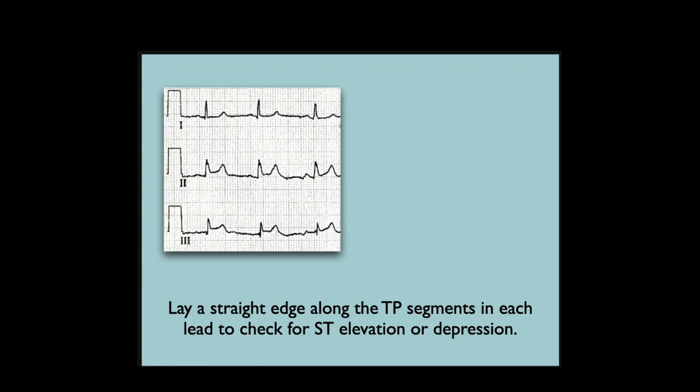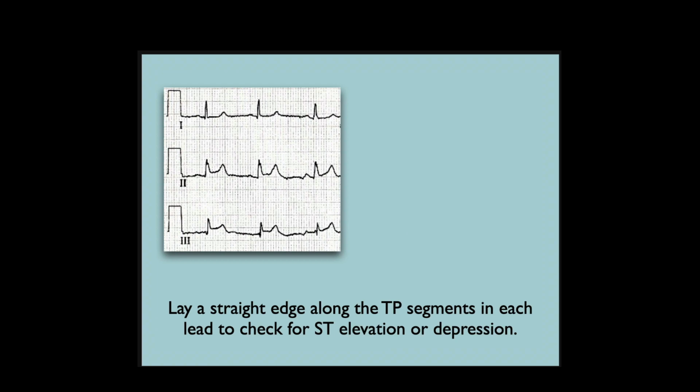The PR segment, sometimes there isn't a good TP segment, and then you have to fall back on the PR segment. But sometimes the PR segment can be depressed. Pericarditis, there's PR depression. And so the TP segment is the more reliable thing.